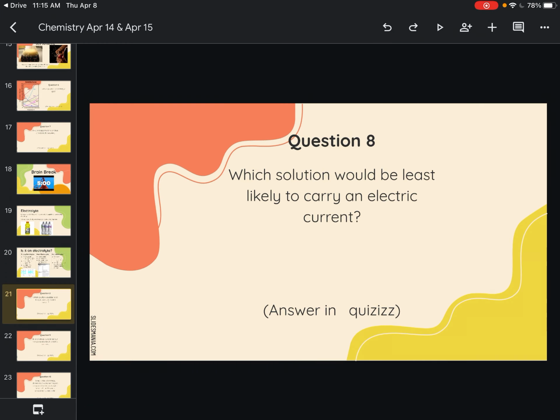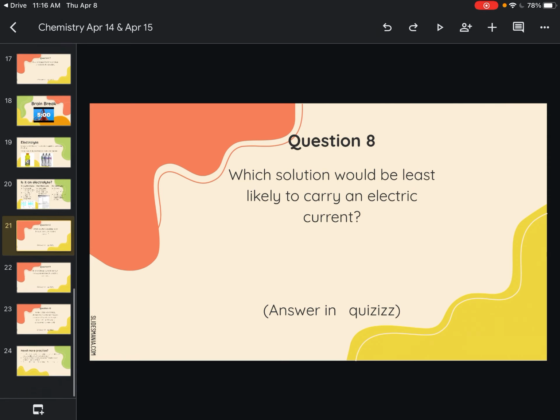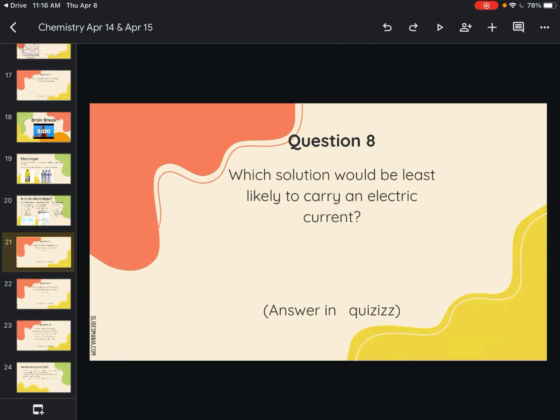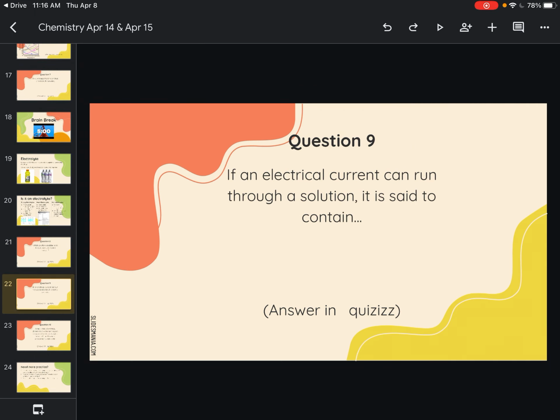All right, question 8. Which solution, based on those multiple choice options, would be least likely to carry an electric current? Basically, what that's asking is which one would be a non-electrolyte? All right, and question 9. If an electrical current can run through a solution, it is said to contain blank.